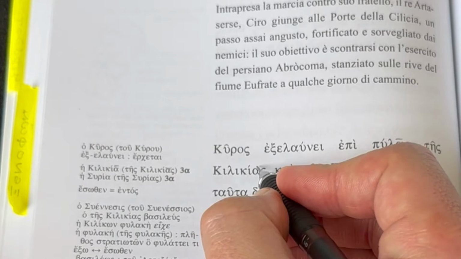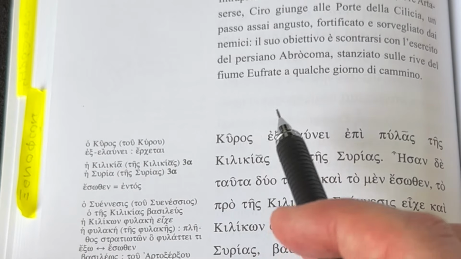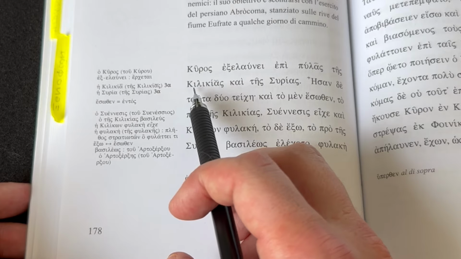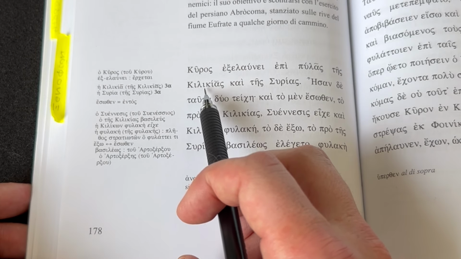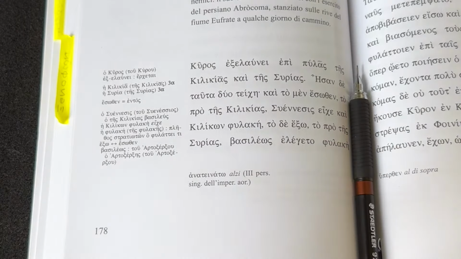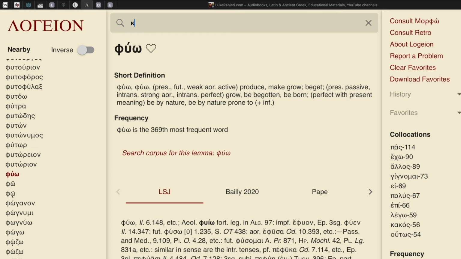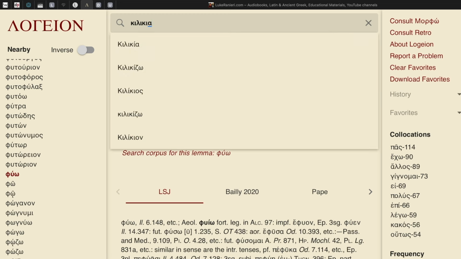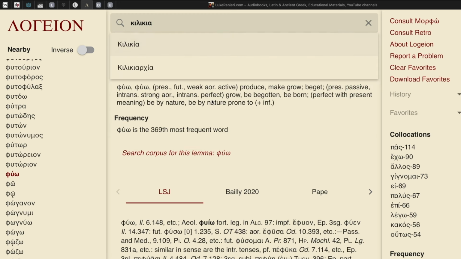Oh, but there's a problem. We have two iotas. This is definitely going to be short regularly. There's no reason for that iota to be long. I mean, it's possible, but no, it's not going to be. But these two iotas could be long. Well, okay. So how do we figure that out? Well, we go to Logion and type kilikia. Okay, we get, look, there it is, kilikia.